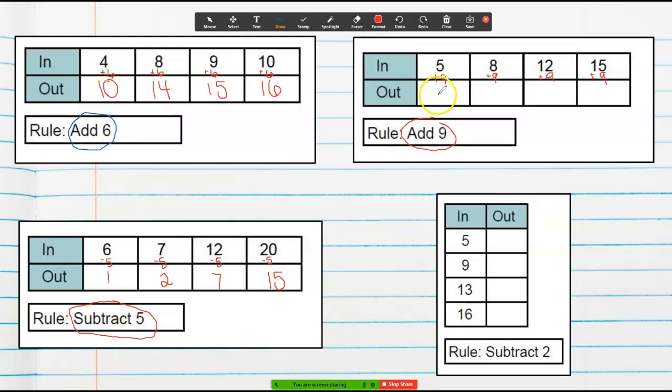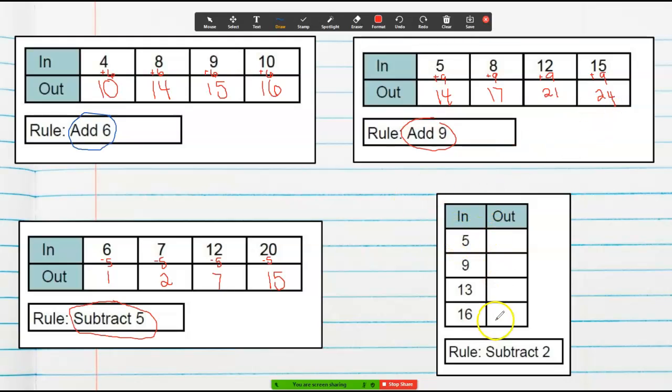So 5 plus 9, 6, 7, 8, 9, 10, 11, 12, 13, 14. 8 plus 9, 9, 10, 11, 12, 13, 14, 15, 16, 17. Notice how I'm counting up. I'm not just counting in my head. 12 plus 9, 13, 14, 15, 16, 17, 18, 19, 20, 21. And 15, 16, 17, 18, 19, 20, 21, 22, 23, 24.